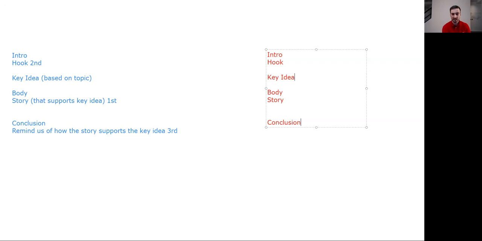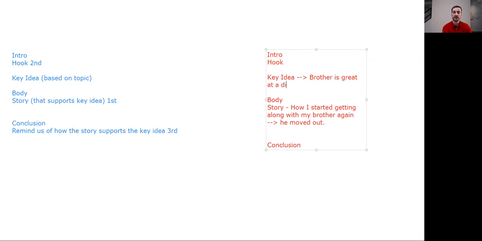So the key idea here, we're going to start with the story. I'm going to tell a story from my life of how I started getting along with my brother again, which is because he moved out. We moved a distance away. This satisfies the topic and how that affected me. So the key idea, if I want to be a little funny here, is that my brother is great at a distance. Then my hook, now the hook of course has to catch attention. We want it to be a little bit funny.